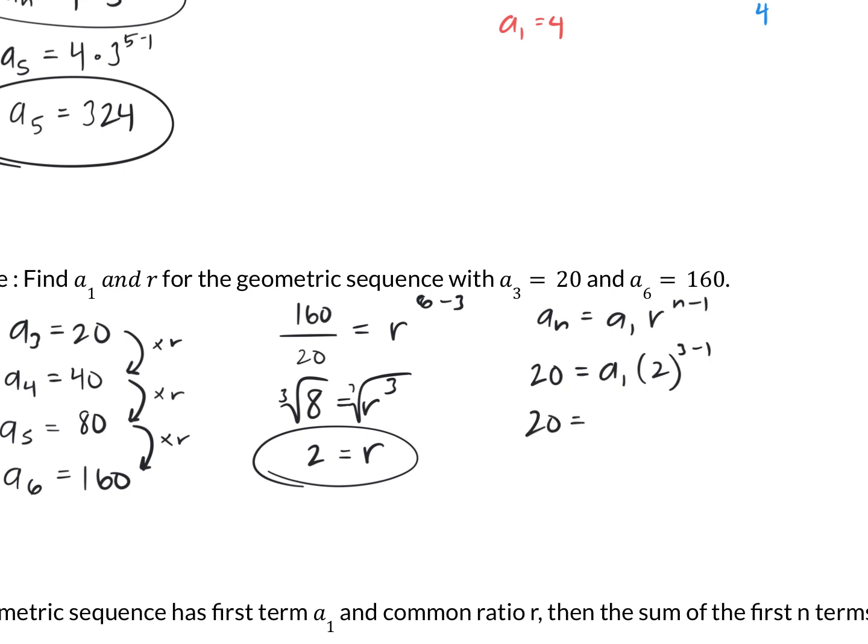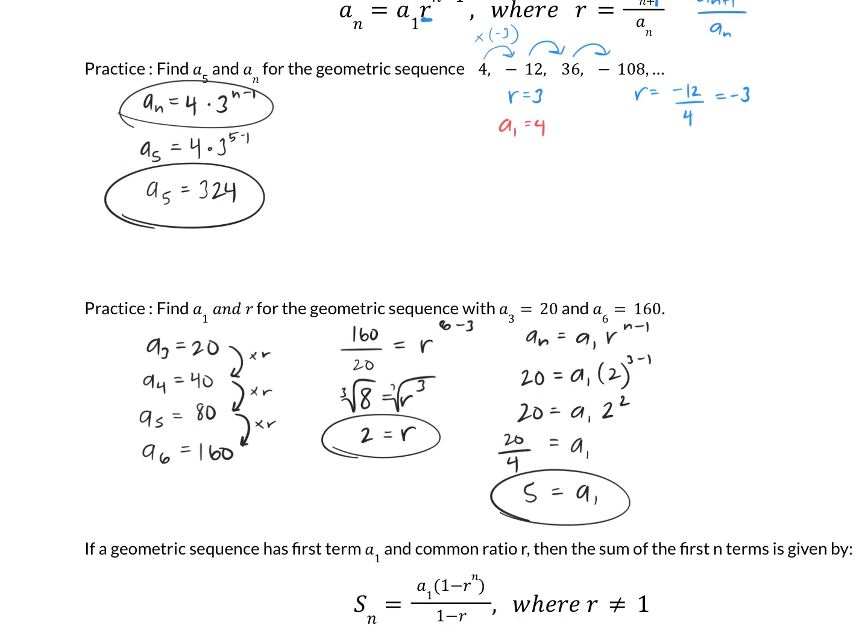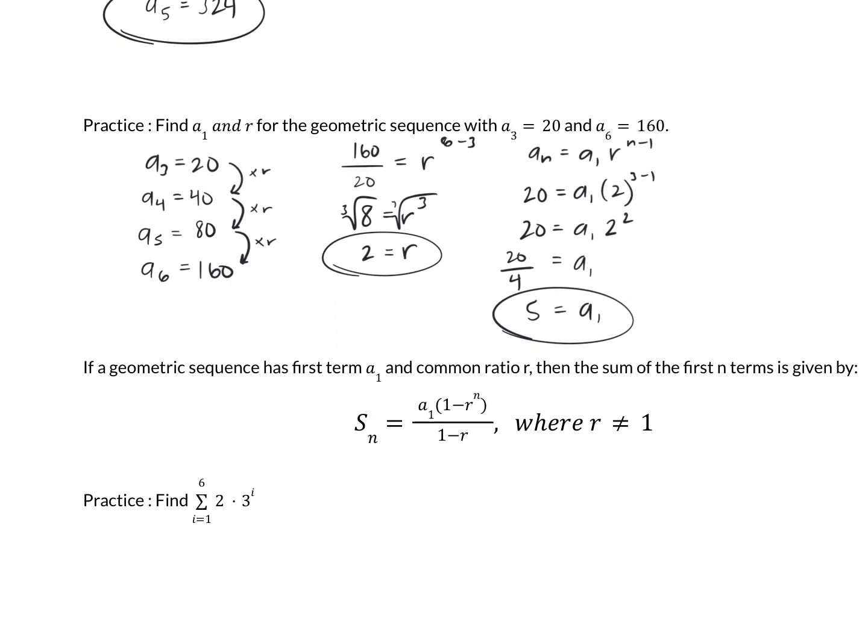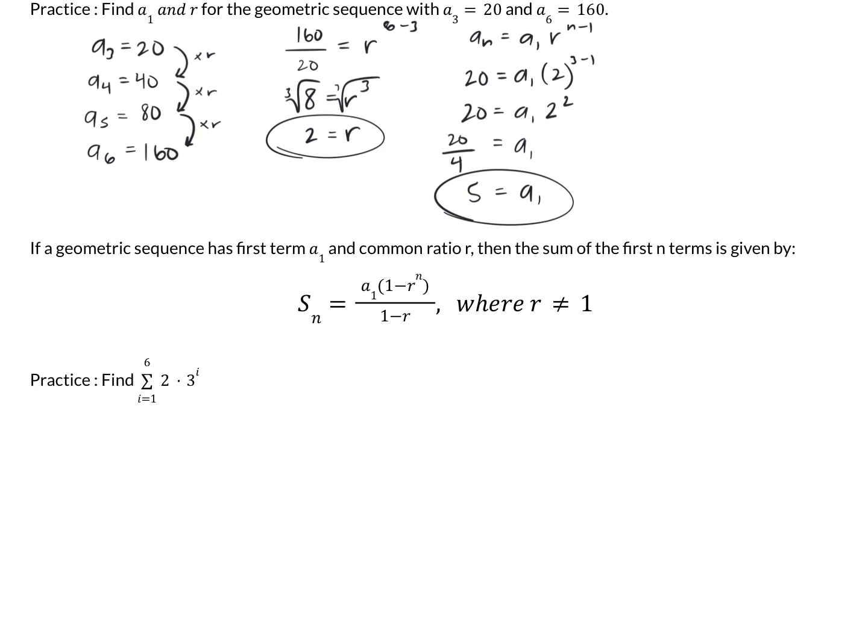So just a little bit of algebra. 20 equals A sub 1 times 2 squared. So A sub 1 is 20 divided by 4, or A sub 1 is equal to 5. So those were 2 examples showing how to find a specific term in your geometric sequence. Now, this next example is talking about finding the sum of a geometric sequence.